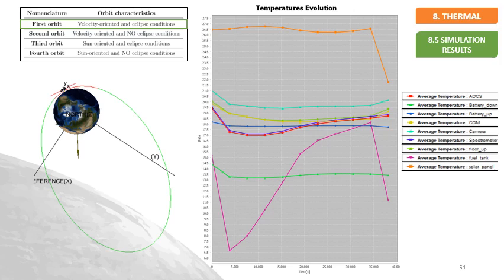We can see in this plot how the temperature requirements are all satisfied for all the components, and we need to pay specific attention to the payload, the camera and the spectrometer, and we see that they satisfy the temperature requirements because they are always between 18 degrees Celsius and 21 degrees Celsius.